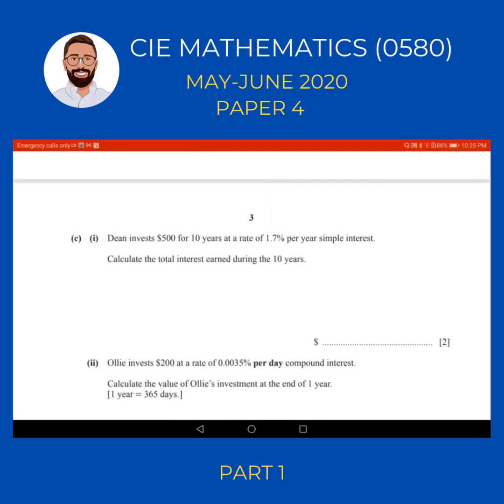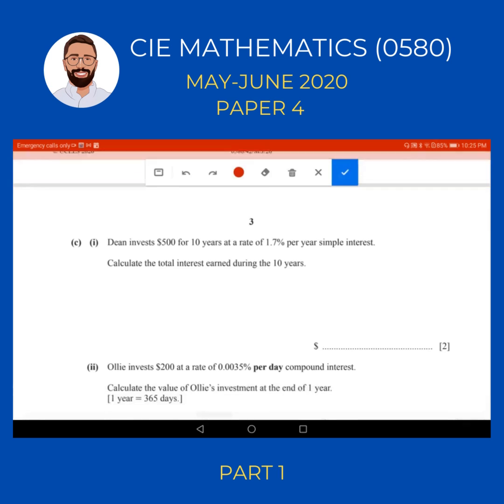Now in part (c)(i), Dean invests $500 for 10 years at a rate of 1.7% per year simple interest. So this is a simple interest question. I need to find the total interest earned during the 10 years. Since this is a simple interest question, the formula for the simple interest is I equals PRT over 100. I want to find the interest, so I is equal to P, which is 500, times 1.7, times the time, which is 10 years, over 100.